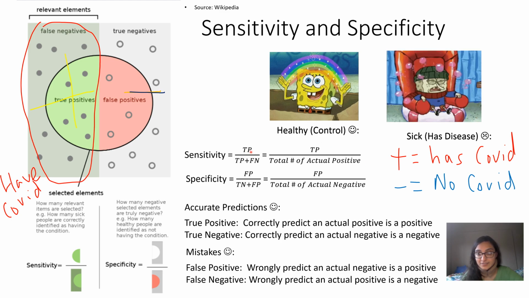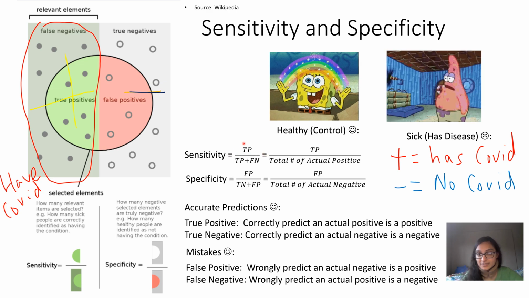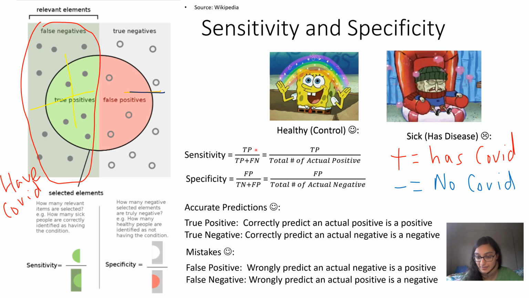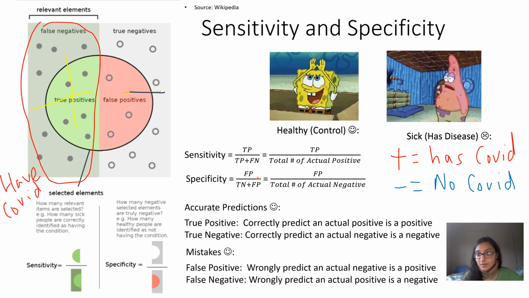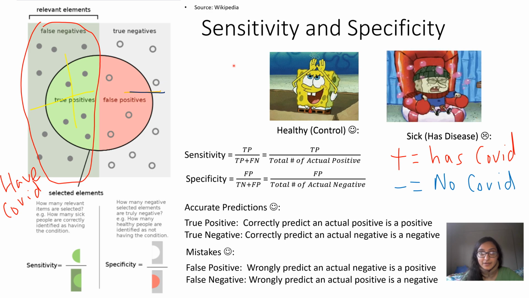So for sensitivity, we're focusing on the positives, and that's why the denominator is the total number of positives: how many of the true positives did we find? And specificity is out of the total number of negatives, how many of those did we actually find?